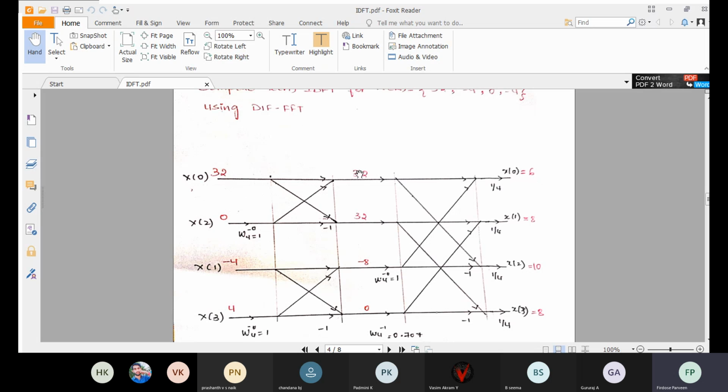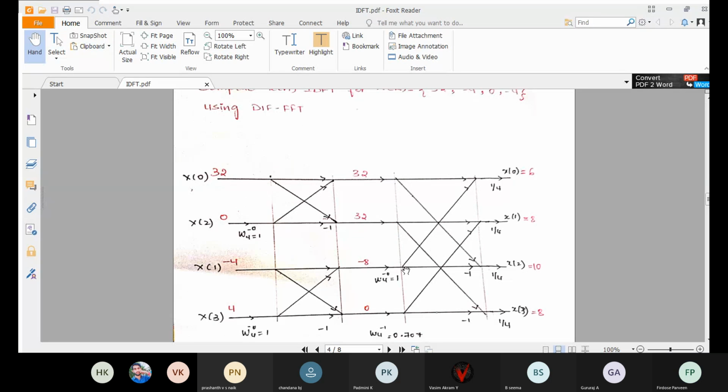So now here, 32. W4 to the power of minus 0 will come here. So 32 plus 0 will be 32 only. Here 32, again minus 0, again it is 32 itself. Same thing, minus 4, here it is 4. So minus 4, what is it? It is minus 8. Here minus 4, this is 4 into minus 1 plus 4. So what will you be getting? 0.